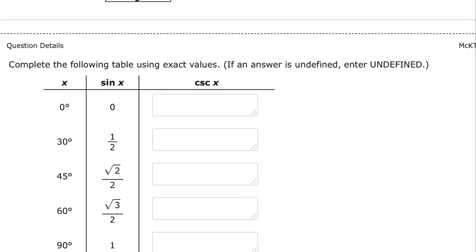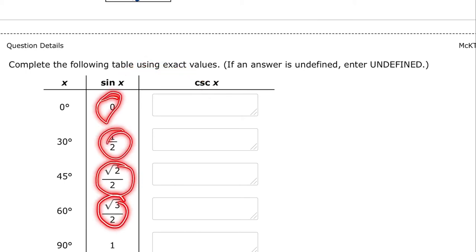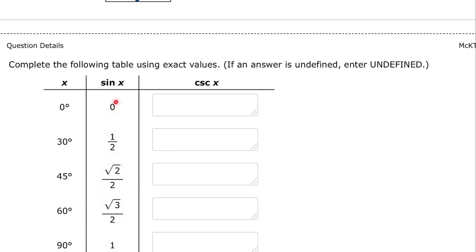All right, they want us to fill in these blanks. They give you the angle x, and then they give you the sine values of those angles. And now they want you to find the cosecant values, which is just the reciprocal of sine. So all you really have to do is take the reciprocal of the ratios, and that does it. So the reciprocal of 0 is 1/0, which is undefined. So there we would enter undefined.